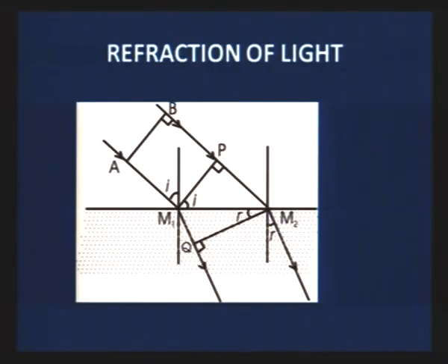Similarly, we can have refraction also. In refraction, light travels from one medium to another medium. Again, AB is the incident wave front and it is refracting into the second medium, which has been given a small shade. I is the angle of incidence and R is the angle of refraction here. Points P and Q are the points on the incident wave front and refracted wave front. Again, an important point is that P and Q are the points of the same wave front, but the medium is different.